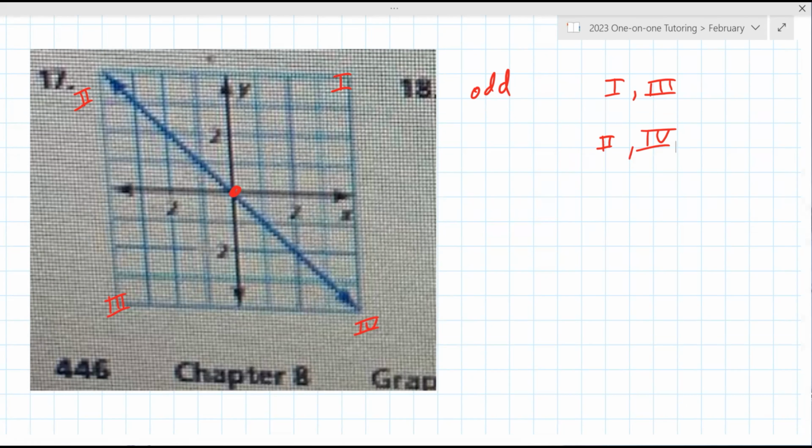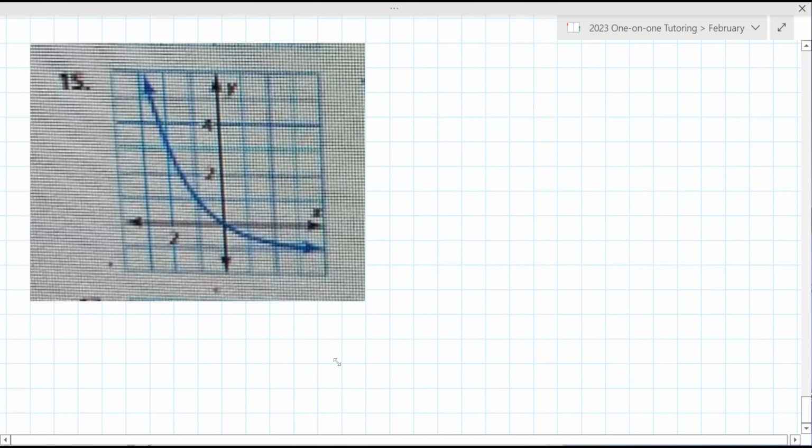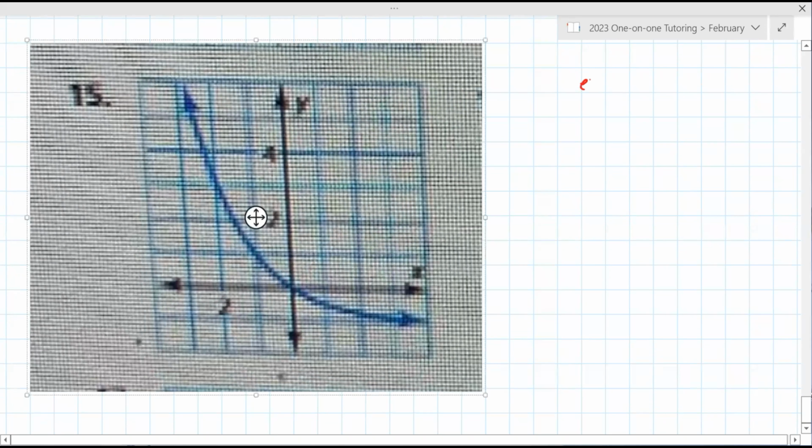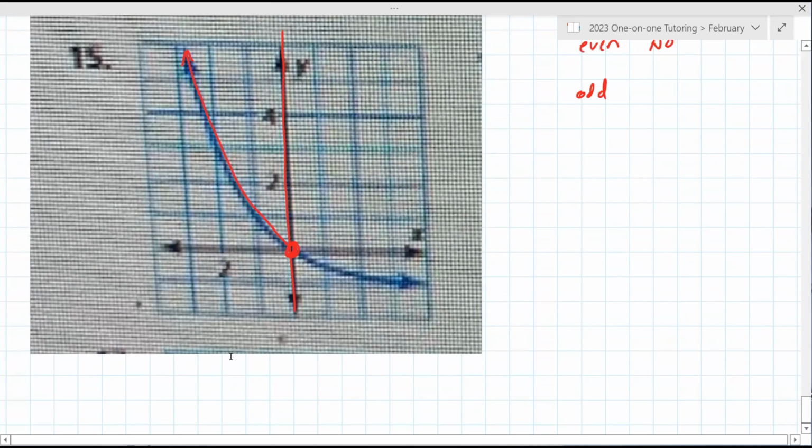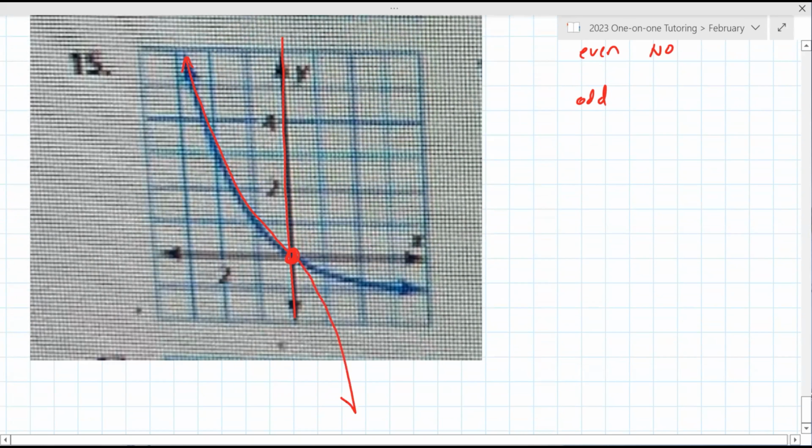Let's look at this problem here. This is 15. 15 is neither. It's better to look at them as a checklist. Is it even? No, and you say no or X. Is it odd? Does it reflect over this point right here? This one might be hard. It has to start at 0, 0. That's not the best definition. It's got to be a reflection, or I'm sorry, a rotation. So if this were odd, I'll make it odd right now. This would be odd.